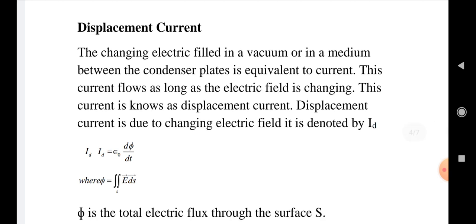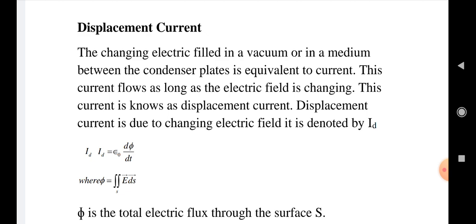Now let us discuss what is meant by displacement current. The changing electric field in a vacuum or in a medium between the condenser plates, meaning these two plates used as a condenser, is equivalent to a current. This current flows as long as the electric field is changing, and this current is known as displacement current. The displacement current is due to the change in electric field. It is denoted by ID.